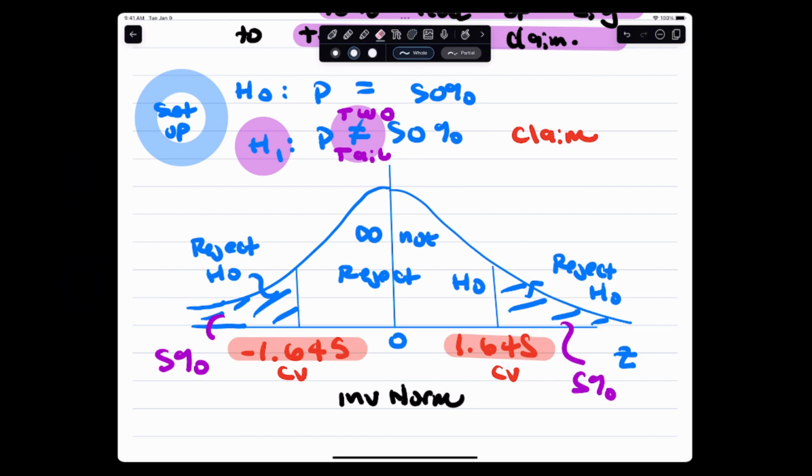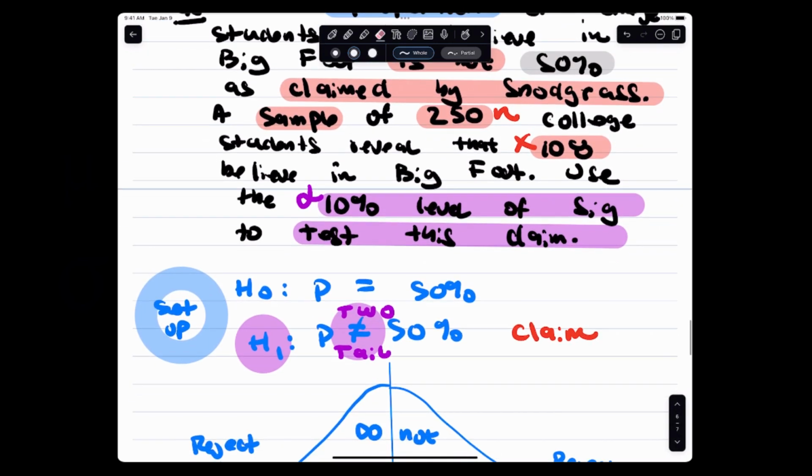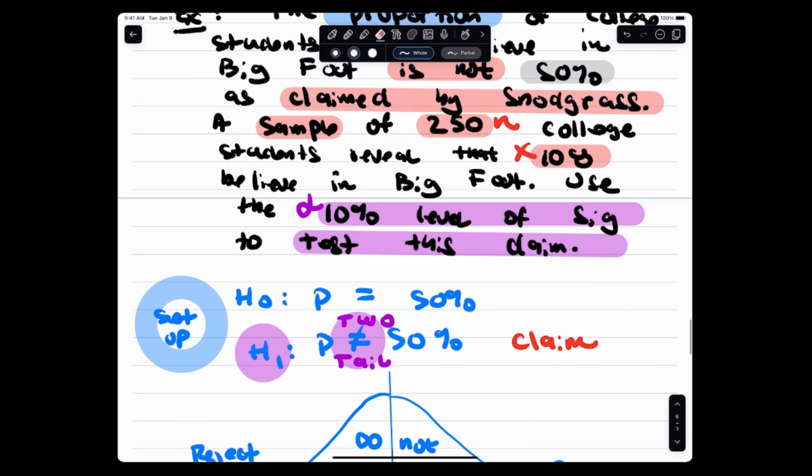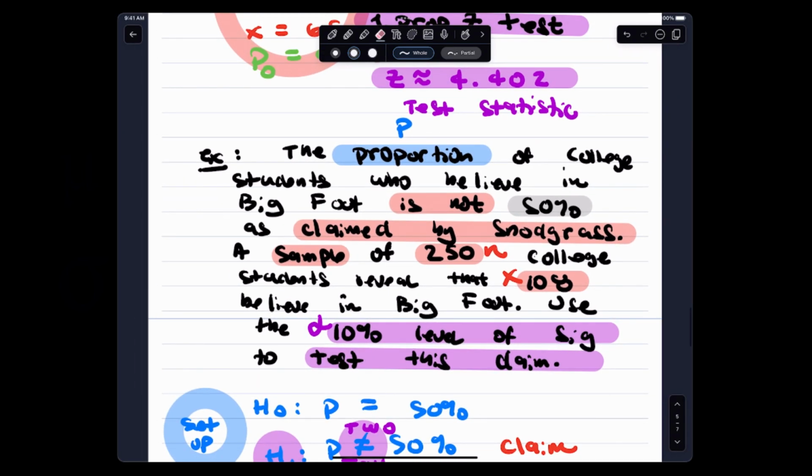Okay, you guys okay with that? Inverse norm. We're almost there. What do you do now? Step 3, take a sample. They really mean read the sample, but in real life you would take that.